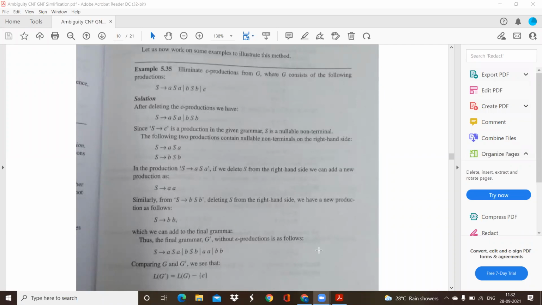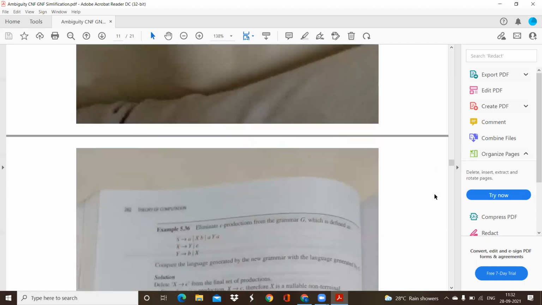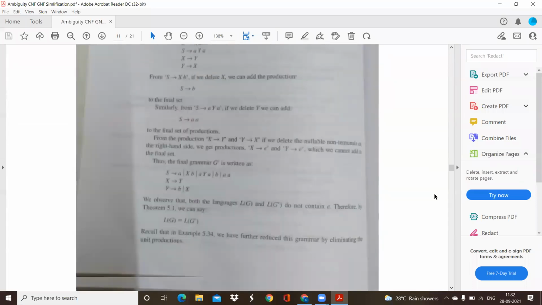Yes, ma'am. Is there any doubt, any question here? No, ma'am. Okay. So you try to solve a few more problems which are given in this book or PDF, I guess I have shared on your classroom. So you can solve and you can practice. So for now, I'll stop.